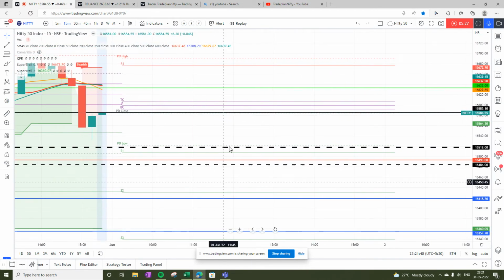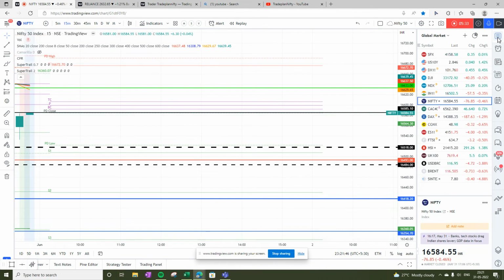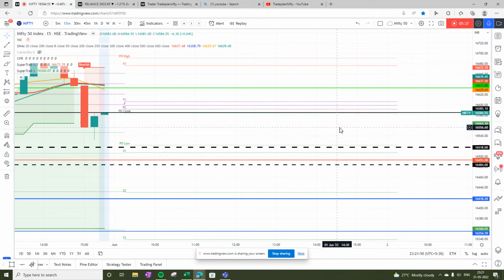For tomorrow, CPR is very tight, so it could be a trending day. And when I look at SGX, currently SGX is at 16502. So it's somewhere hovering between 16480 and 16500 as of now, but definitely below the pivot, which is at 16,599.